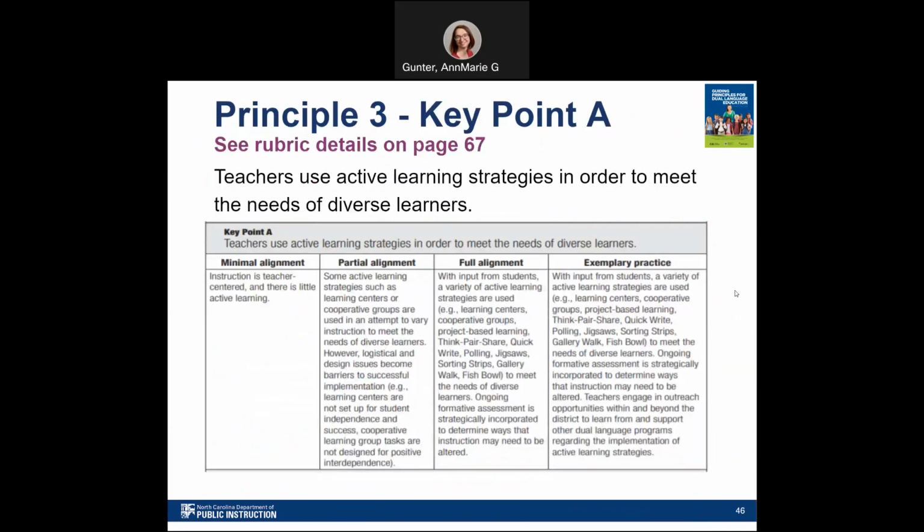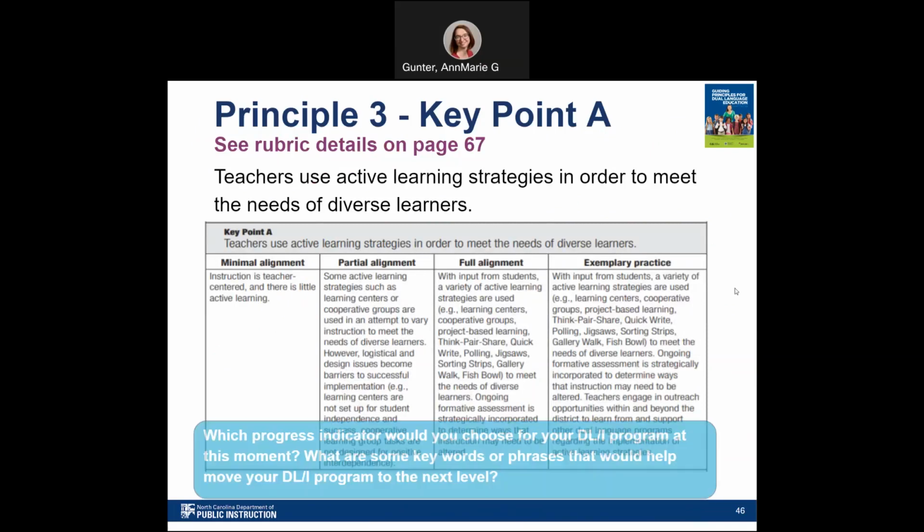Key point A for Principle 3, which is on page 67, is teachers use active learning strategies in order to meet the needs of diverse learners. Once again, like some of ours before, on your rubric you see a number of strategies. You may call them slightly different things, but a whole variety of strategies to think about for this. And then you focus on the two questions. Which progress indicator would you choose for your DLI program at this moment? And what are some keywords or phrases that would help move your DLI program to the next level?